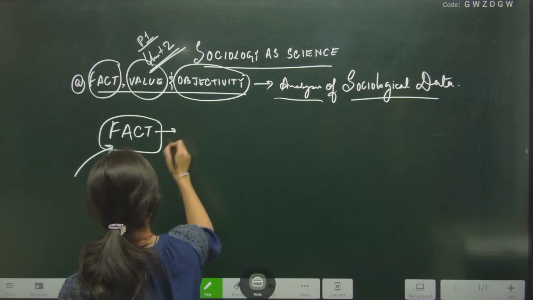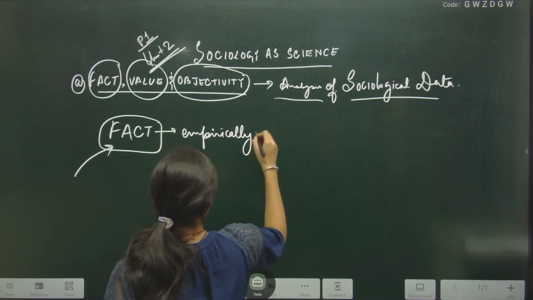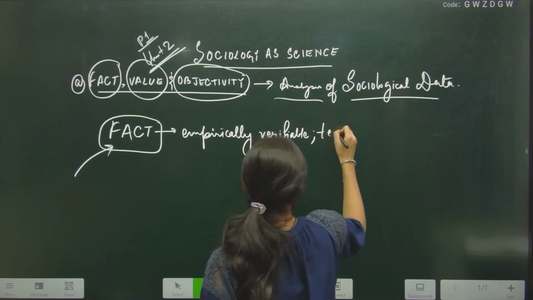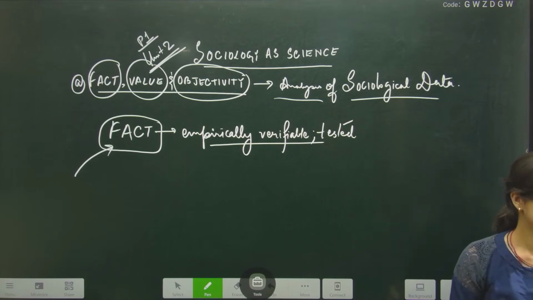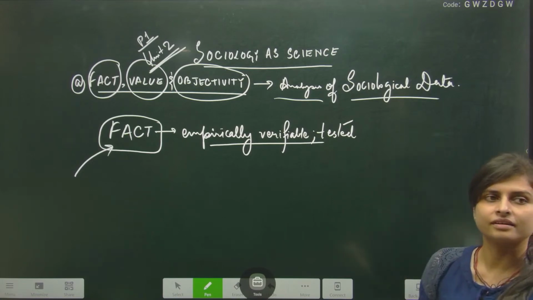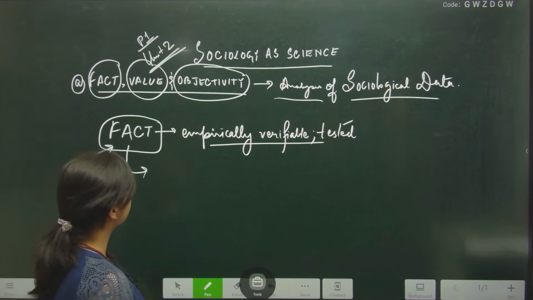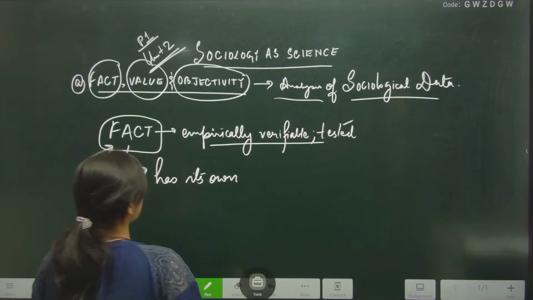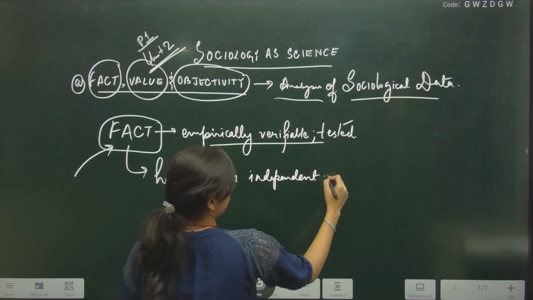Any statement or any data which is empirically verifiable or could be tested can be said is a fact. We can also say a fact has its own independent existence.